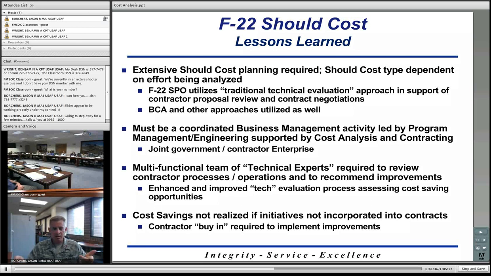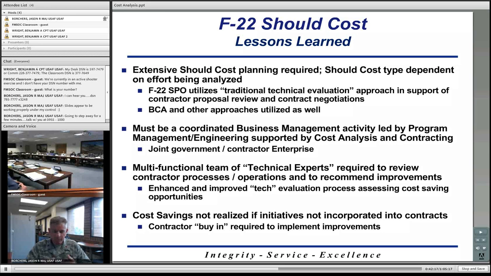What the program office also realized is it's best, or most efficient, to ensure that you have a multifunctional team of technical experts. So you actually have the experts for each of the processes that are reviewing the contractor's processes and operations. As best as you can, you want the individuals working on this to truly know both the ins and outs of not only the program management office, but the contractors' processes and operations as well.